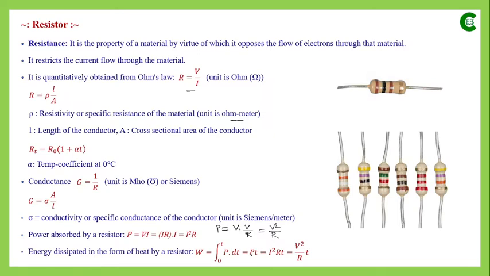Then P we can represent in the form of I. If we do that, then it will be I square R t, and if we represent it in the form of V, voltage drop, then it will be V square by R multiplied by that time taken.